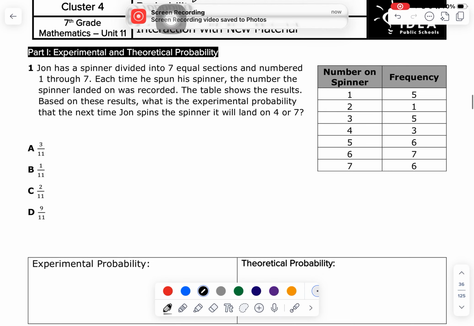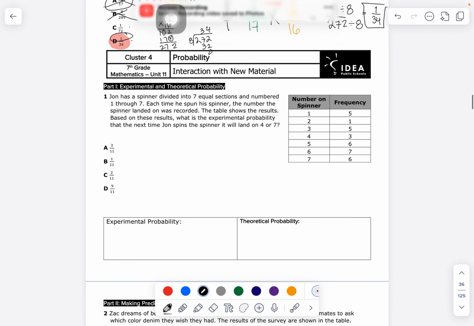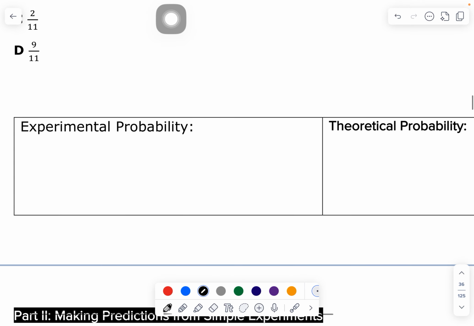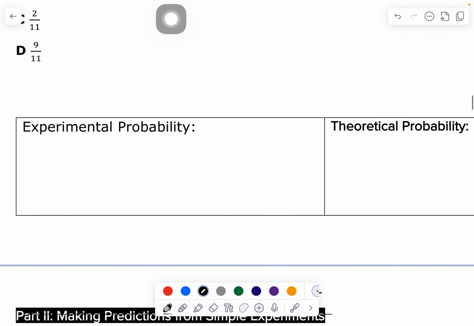Let's get into reviewing probability. We learned back in Unit 9 that there are two types of probabilities. The experimental, which is us doing an experiment and then finding out the results. So experimental is the probability of what actually happens. We're not assuming, we actually have evidence of what happened.